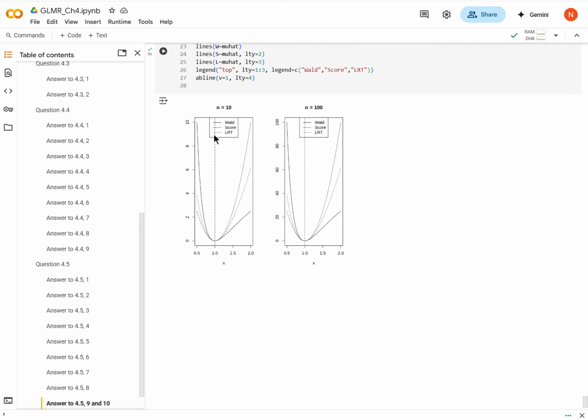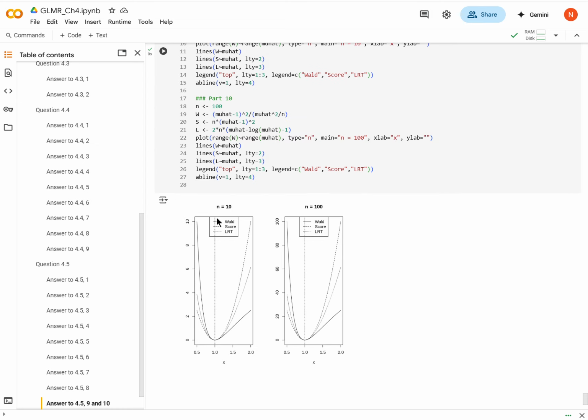The next thing to notice is that the three statistics, regardless of sample size, converge on the null hypothesis, but as you move away, the three statistics disagree. They give different values. The Wald statistic gives a different value as you move away from the null hypothesis than does the score statistic or the likelihood ratio test. So I think that is it.